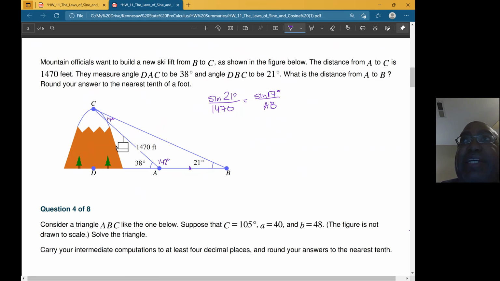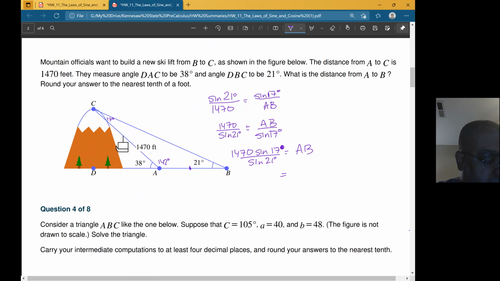Now, we can do some cross multiplication, but there's something that just hit me that I wanted to show you. This is equivalent to 1470 over sine of 21 degrees is equal to AB over sine of 17 degrees. Well, this makes our algebra a little bit easier because then we see that 1470 sine of 17 degrees over sine of 21 degrees is equal to AB. All right. It's really the same thing, but it may be easier to look at when you're doing it.